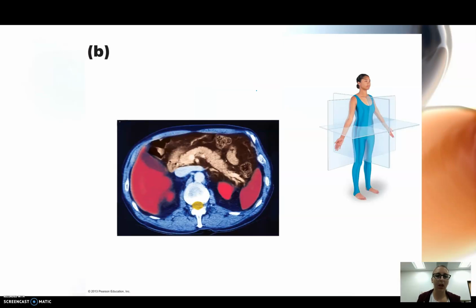Okay. And then the last plane, again, these are easier to read if you kind of know what you're looking for. But this one you have some ribs here, and then you can see the spine right here, and then you have some internal organs in the middle. So this one is this transverse plane, because it is splitting her into a top and a bottom.